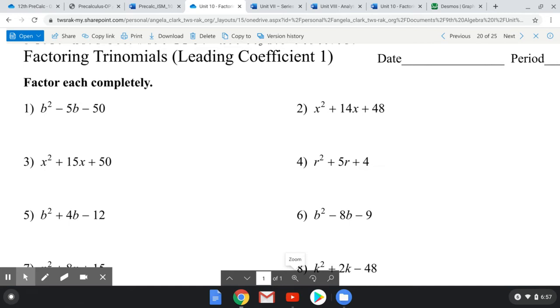So first of all, a coefficient is the number in front of the variable. This is just a number. It's not a coefficient because there's no variable. So the coefficient is the number in front of the variable. So in this case, 14 would be a coefficient, 5 would be a coefficient, 8 would be a coefficient. The leading coefficient is the number in front of the first variable that's leading, right?